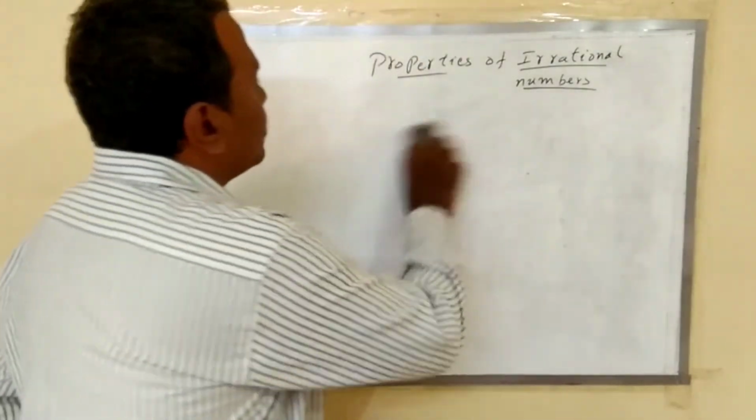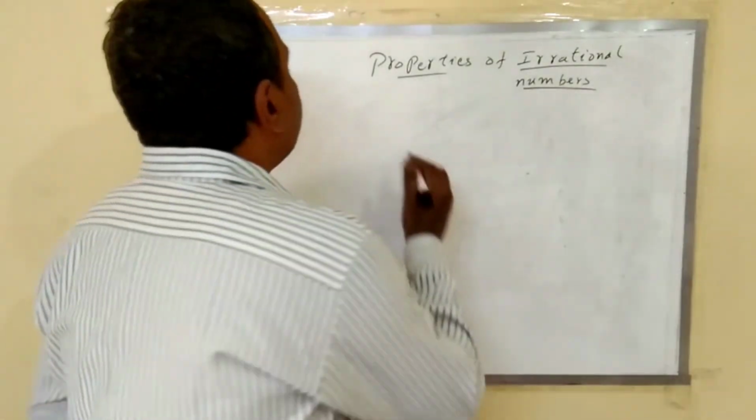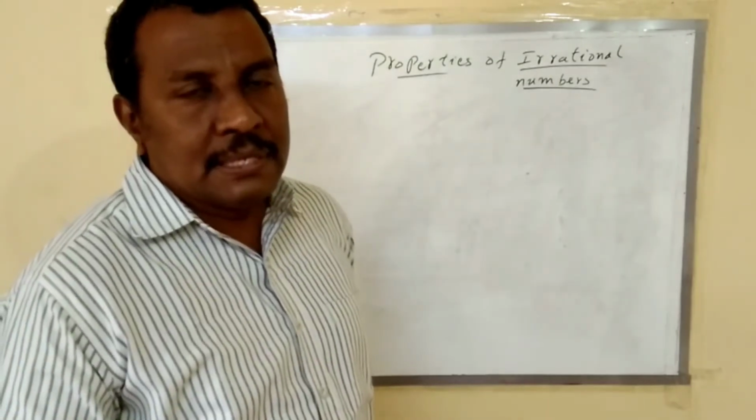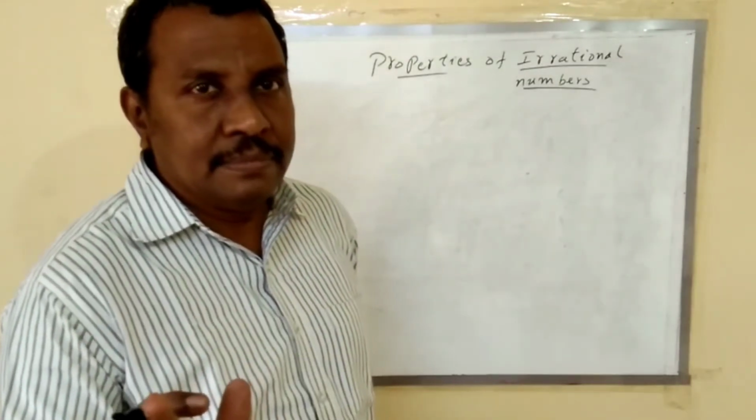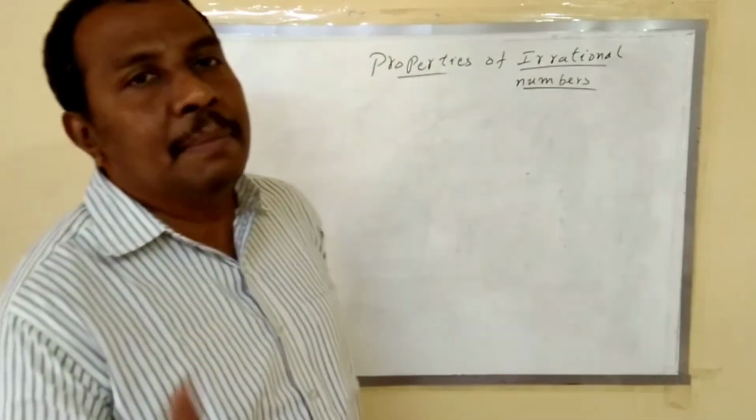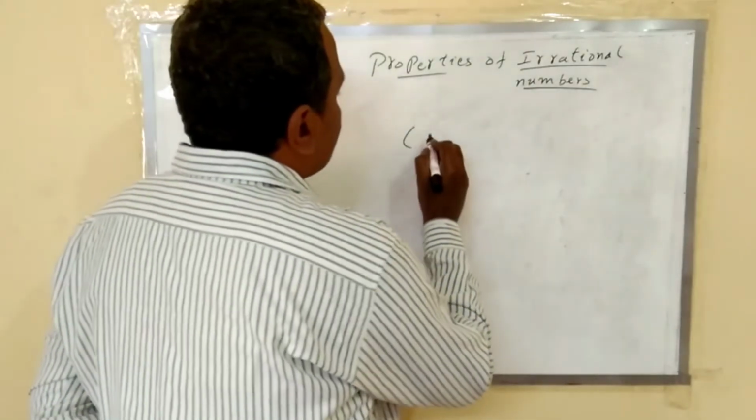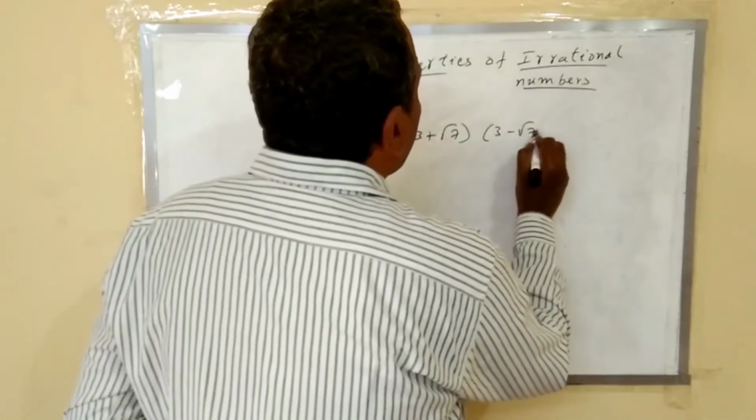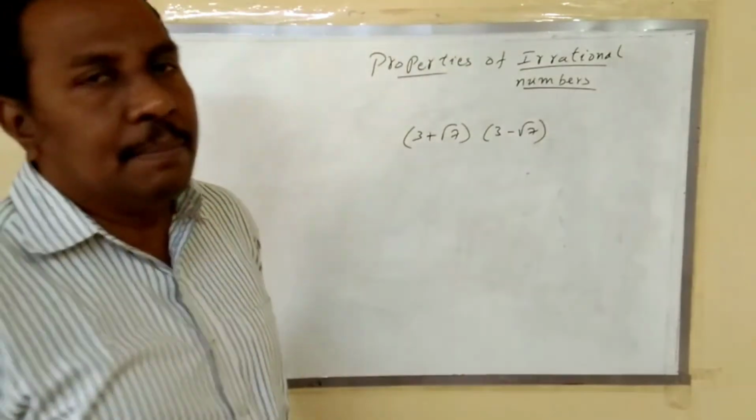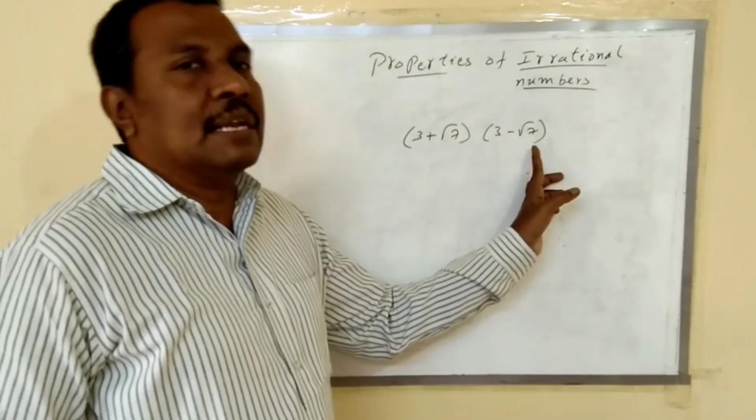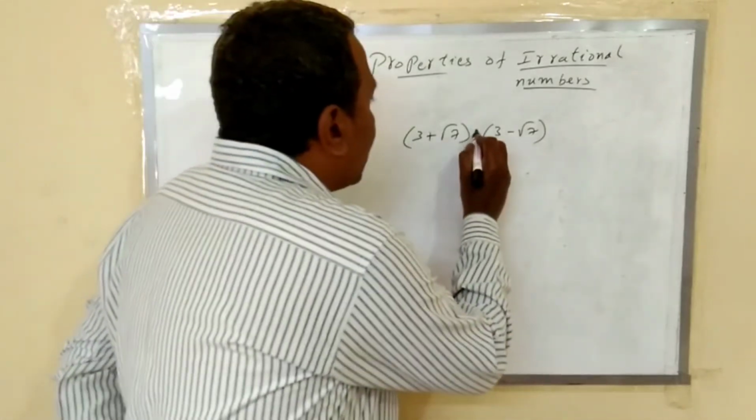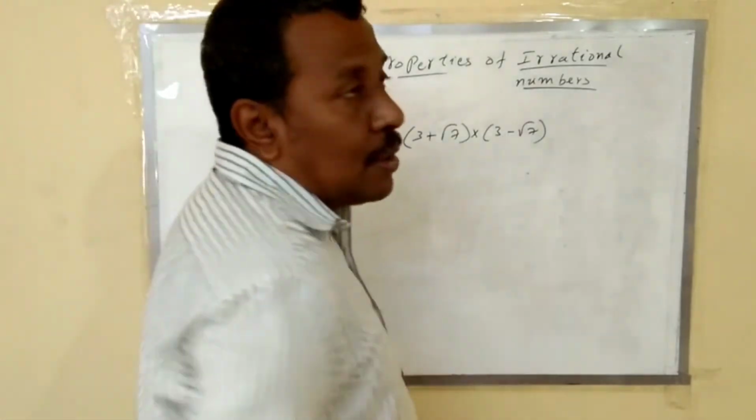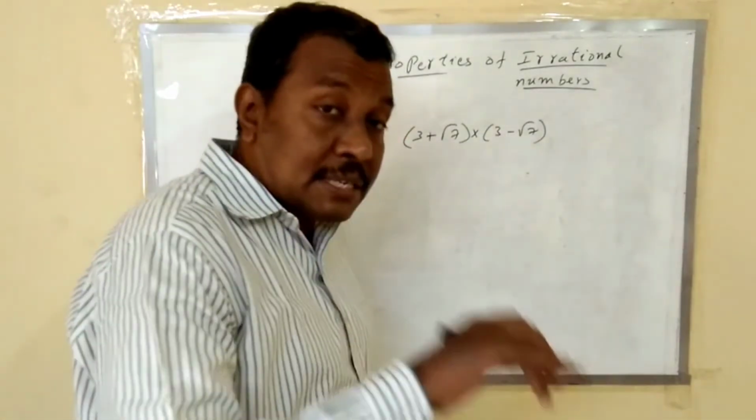Next, the product of two irrational numbers need not be an irrational number. It may be a rational number, it may be an irrational number. For example, we will take the same example: 3 plus root 7 into 3 minus root 7. 3 plus root 7 is an irrational number and 3 minus root 7 is an irrational number. We are multiplying these two, that means we are finding the product of these two. So what is the answer which we get? Whether we are getting a rational number or an irrational number.